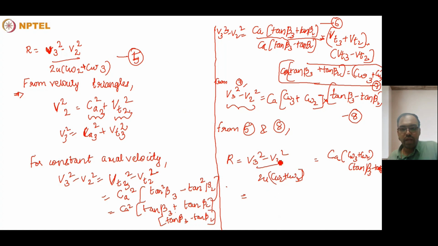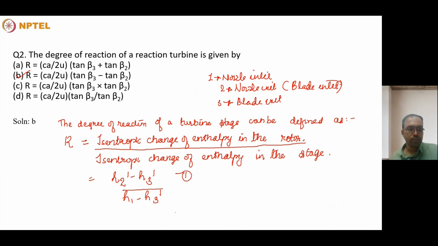So from equation 5 and 8, we'll get (V3 squared minus V2 squared) divided by 2U into (CW3 plus CW2). So substituting the value from 8, we can cancel out CW3 and CW2, the summation of the quantity. What remains is CA divided by 2U into (tan beta 3 minus tan beta 2). So the value, we'll get it in the form of option B.